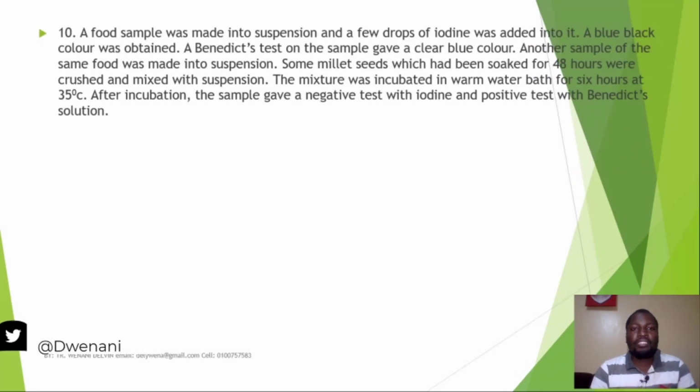A food sample was made into suspension, and a few drops of iodine were added into it. A blue-black color was obtained. A Benedict's test on the sample gave a clear blue color. Another sample of the same food was made into suspension. Some millet seeds which had been soaked for 48 hours were crushed and mixed with the substance. The mixture was incubated in a warm water bath for 6 hours at 35 degrees Celsius. After incubation, the sample gave a negative test with iodine and a positive test with Benedict's solution.